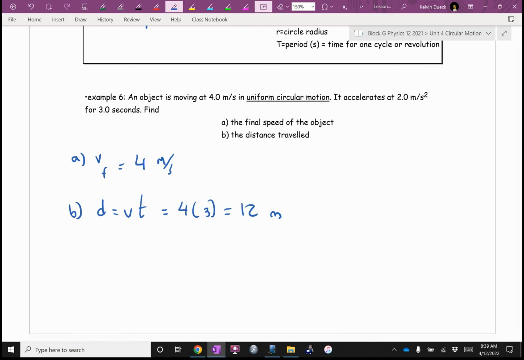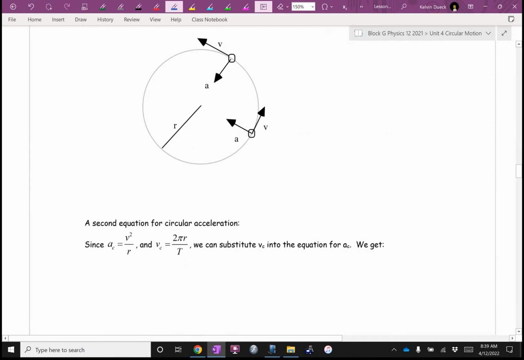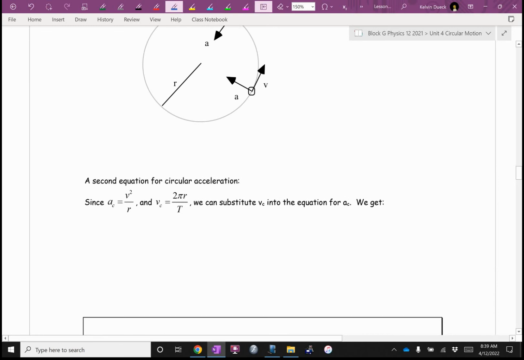One of the phrases you're going to hear me say often is, "Hey, what path are we tracing out?" A circle. That's to move us into our circular motion thinking. So I have a second equation for circular acceleration. Turn the page. This one is a little more cumbersome, but it's more useful because it's easier to get the data. I already told you that circular acceleration is v squared over r.